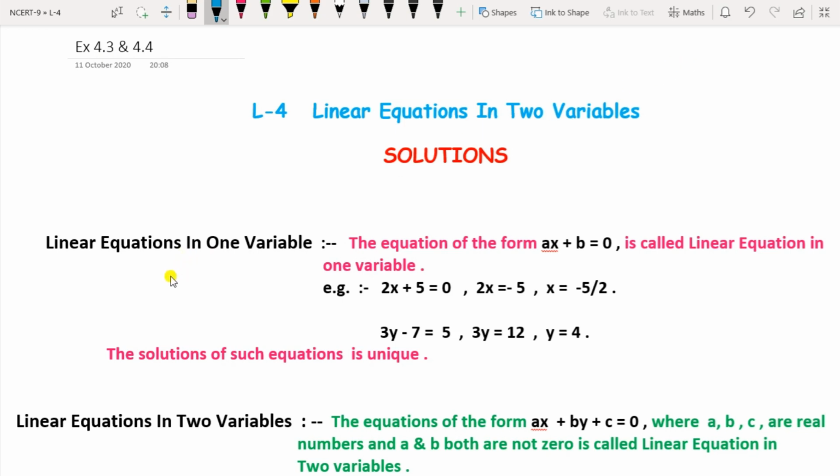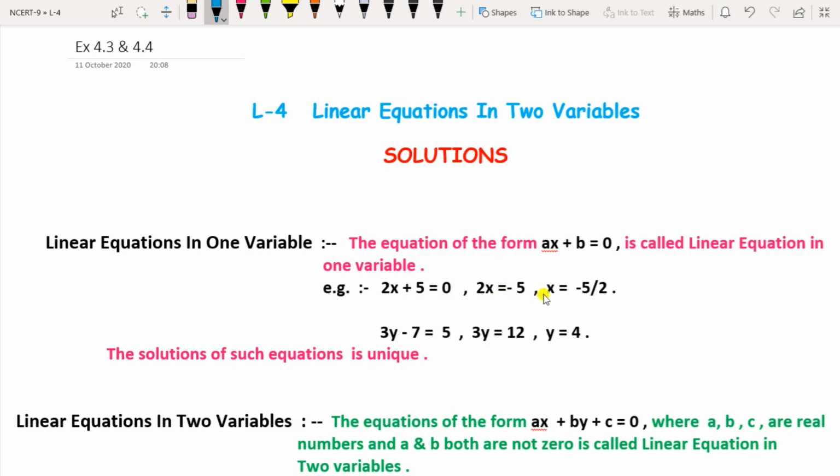Now in your earlier class you have studied linear equation in one variable. The equation of the form ax plus b equal to 0 is called a linear equation in one variable. Here a and b are real numbers and x is the variable. Suppose you solve an example, 2x plus 5 equal to 0. Here x is the variable, so easily you can find the value of x, that you have done in your earlier class.